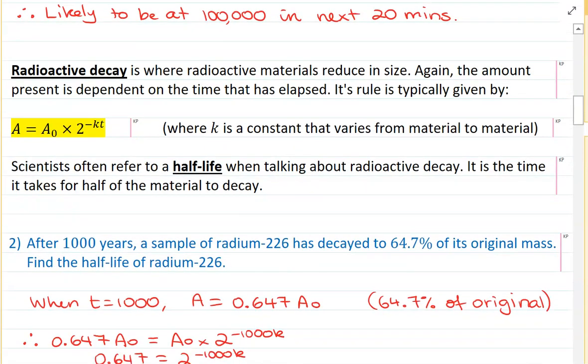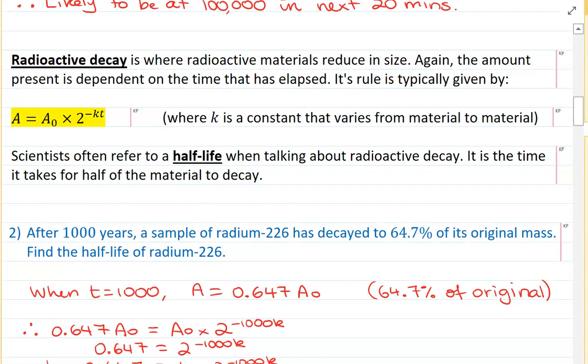So we do that. Now, dividing through both sides by A0, because they cancel out as they're on both sides, I'm left with 0.647 equals 2 to the power negative 1,000 k. Now I can put my equivalence rule in there, or you can in fact take log to the base 10 of both sides. We have met taking logs of both sides before when we were looking at solving geometric sequences. So it is possible to do it another way.